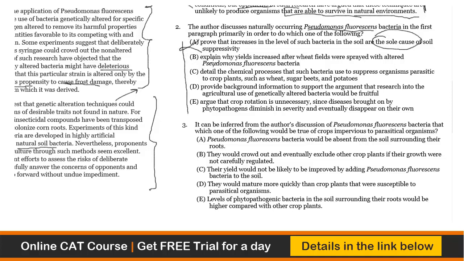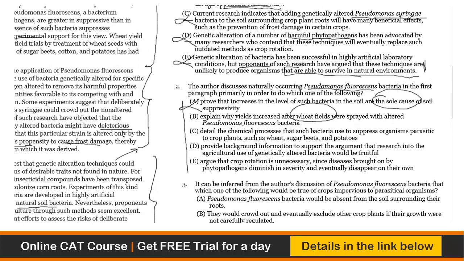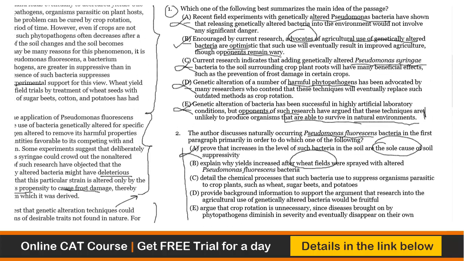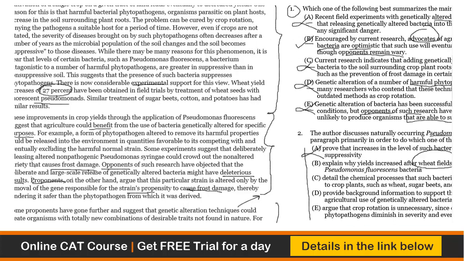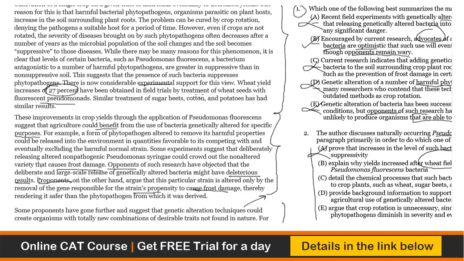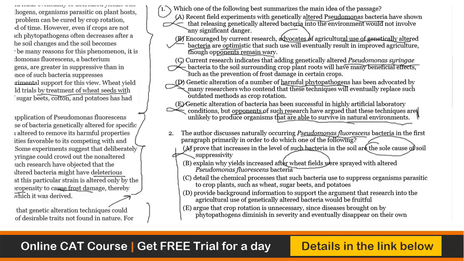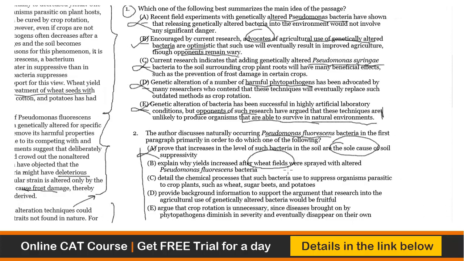And then B says explain why yields increased after wheat fields were sprayed with altered bacteria. The wheat fields were not sprayed. It was not the wheat fields. Understand, you are again distorting. This distortion is so common. Look at this sentence. It says the treatment of wheat seeds with Pseudomonas. So the wheat seeds were treated with Pseudomonas, and in the option, you say that wheat fields were sprayed with Pseudomonas. The seeds were treated and you say that the fields were sprayed.